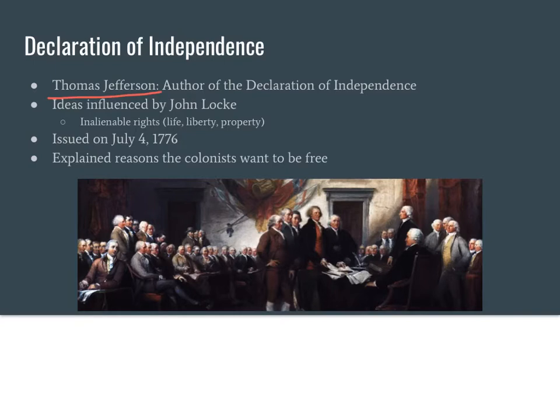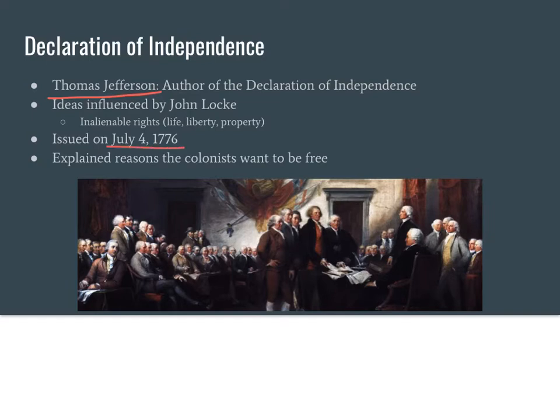all are created equal, endowed by their creator. They have certain rights that cannot be infringed upon. These are rights given to people by God, he would say, by the divine power, and cannot be taken away by government. It's the government's job to protect those rights. And those rights are going to be life, liberty, and the pursuit of happiness.